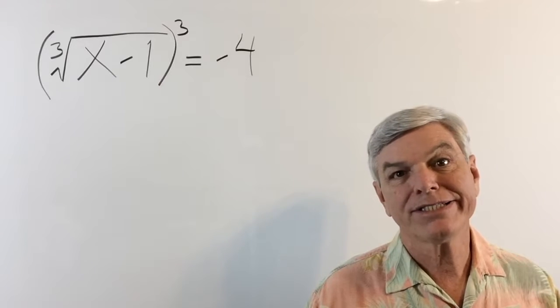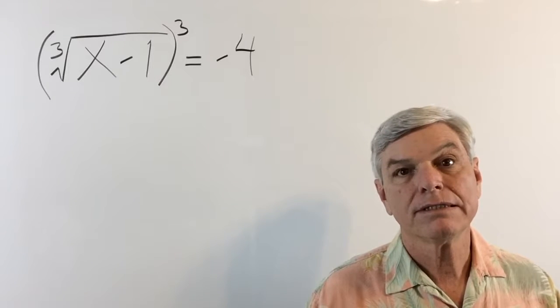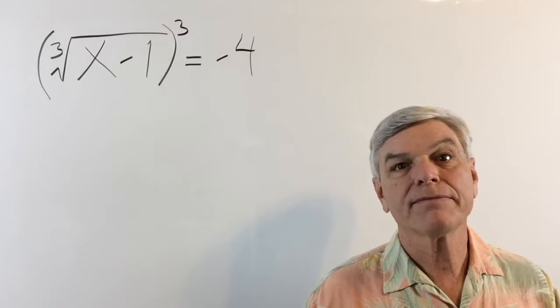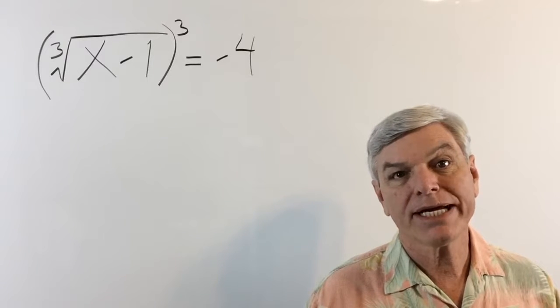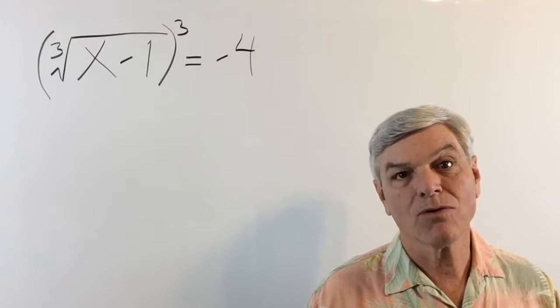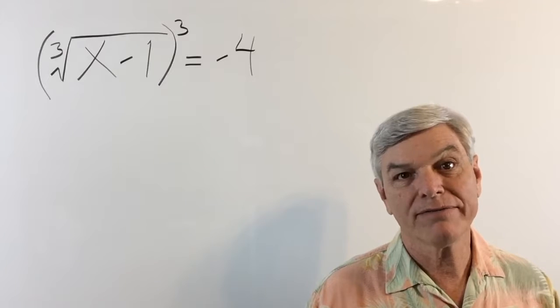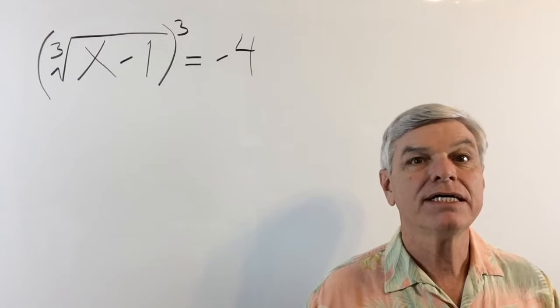Now, as you can imagine, if you want to let your mind roll a little bit, the 4th root, how would you get rid of it? Well, an exponent of 4. And the 5th root, how would you get rid of it? Well, an exponent of 5.